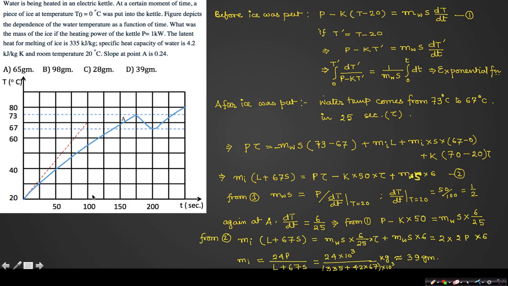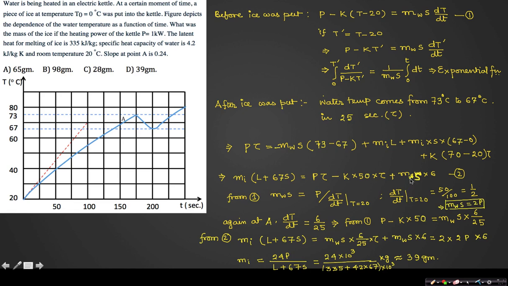Each unit is 25, so this is 100 seconds. So 50 divided by 100, that is the slope, which is half. So I can say that mw into s equal to 2p. I will use this later. mw into s equal to 2p, that we have calculated. Okay.